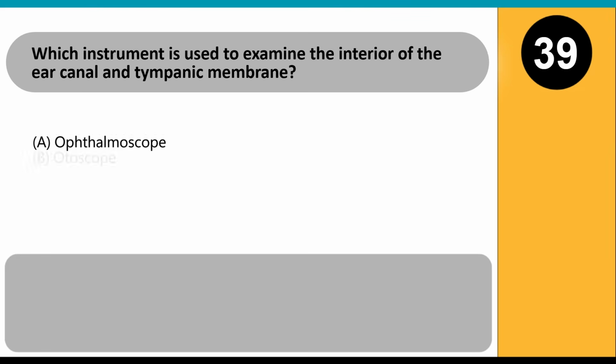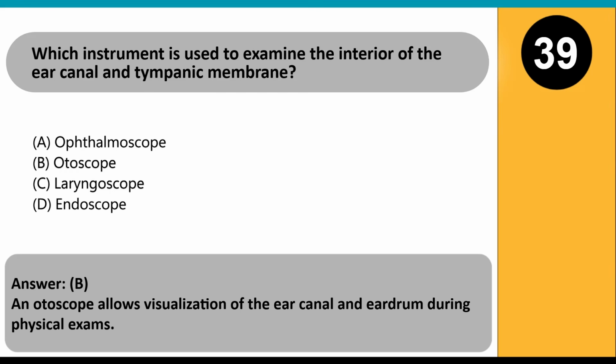Which instrument is used to examine the interior of the ear canal and tympanic membrane? A. Ophthalmoscope. B. Otoscope. C. Laryngoscope. D. Endoscope. Answer: B. An otoscope allows visualization of the ear canal and eardrum during physical exams.